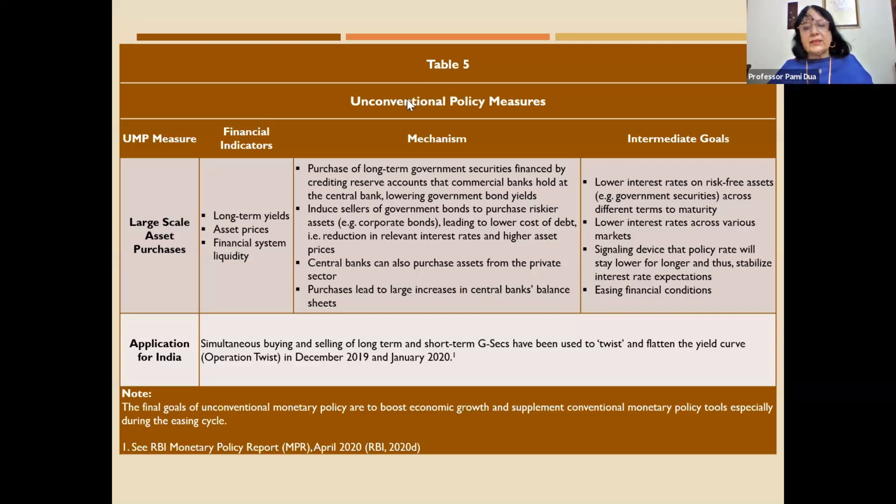So have we used this in India? Yes, we have used this in India. We have used this as Operation Twist, and the central bank has used this in December, January, and also more recently now in August. What it does is it purchases long-term securities and at the same time sells short-term securities. So the effect of this is to flatten the yield curve, and this is what RBI has been doing.